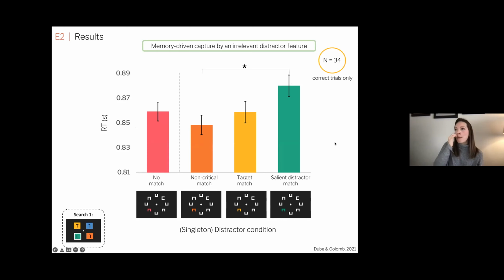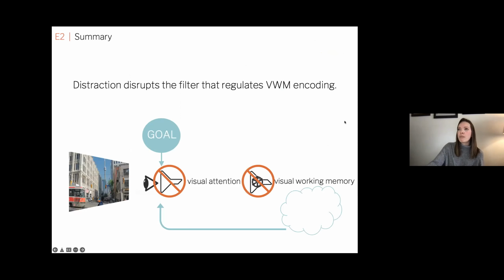So we're seeing memory-driven capture here by an irrelevant distractor feature. So by virtue of capturing attention in the first search, the irrelevant color associated with that distractor intruded into memory and is now biasing attention in this subsequent search. So we're now getting memory-driven capture in this subsequent search. So distraction really does seem to disrupt this filter that regulates working memory encoding. So not only are we incidentally attending to things that fall outside of that attentional control set, but those things are intruding into memory and biasing subsequent attention.